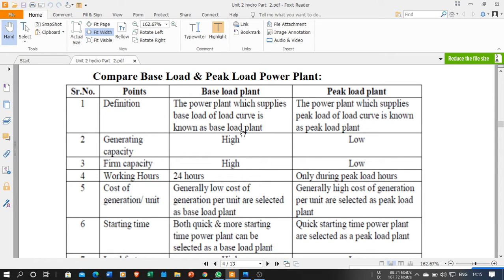What is peak load? The peak load plant which supplies peak load of the load curve is known as the peak load plant. Now what is meant by peak load? Peak load is occurring only during a few hours per day. Okay, 4 hours to 5 hours or 3 hours.